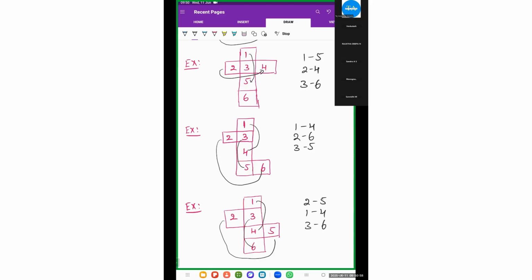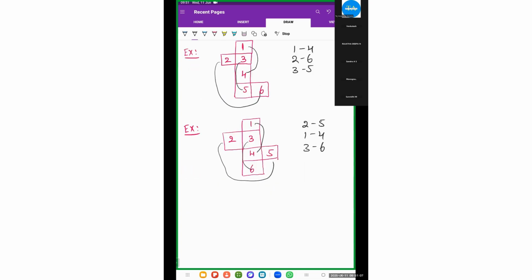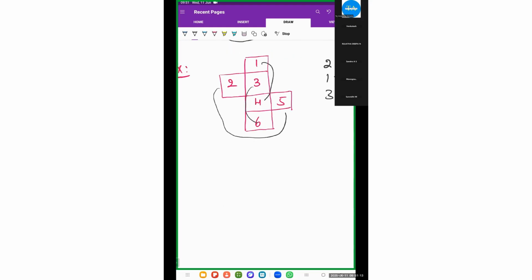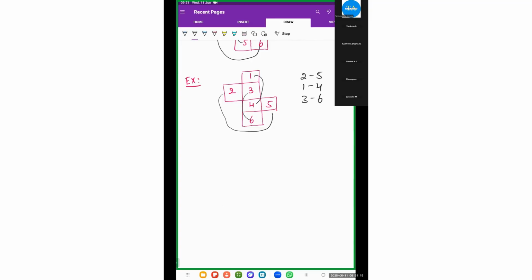Then let us go for the cube. For the cube, I will give only the formulas, so please note the formulas. Heading: cubes. This is the diagram of the cube.